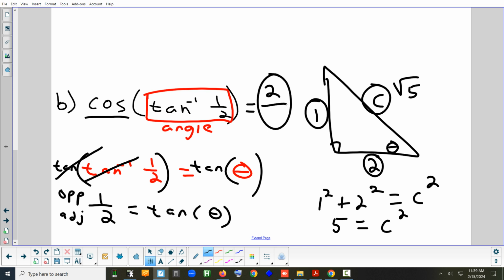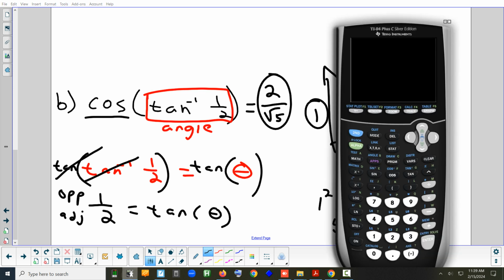Divided by, what's the hypotenuse? Square root of 5. And that is the exact answer. Again, I know the square root's at the bottom. I'm not worried about it.